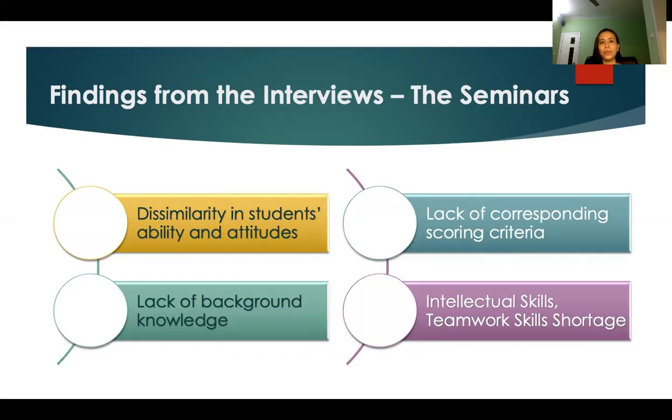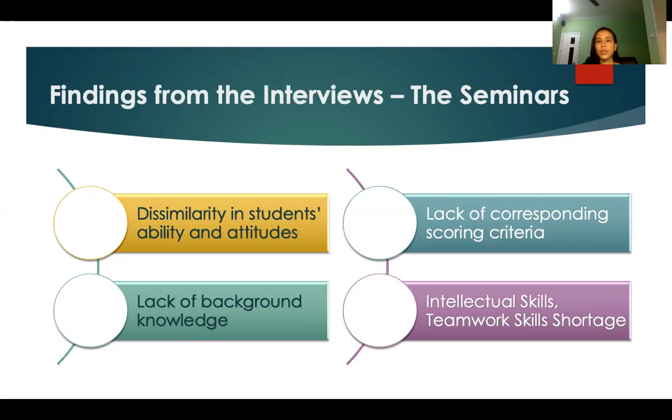However, the seminars can be difficult to conduct because of some reasons, like the dissimilarity in students' ability and attitudes, the lack of background knowledge, especially when the topics are about politics, economy, and maybe the US and the UK's national beliefs and values.